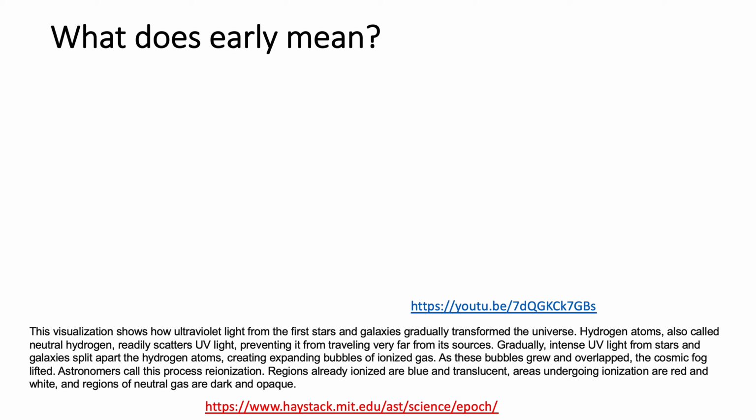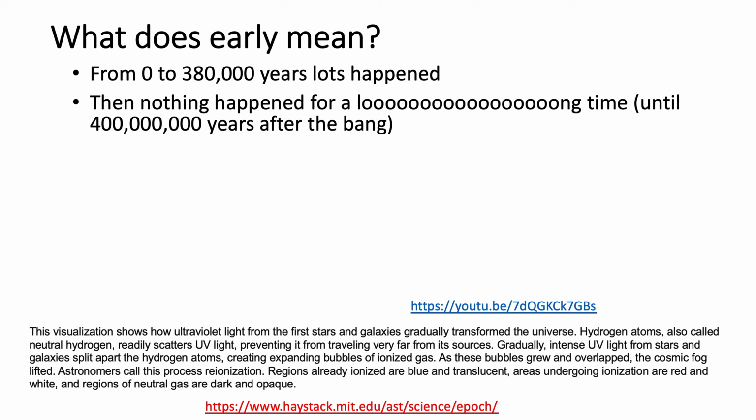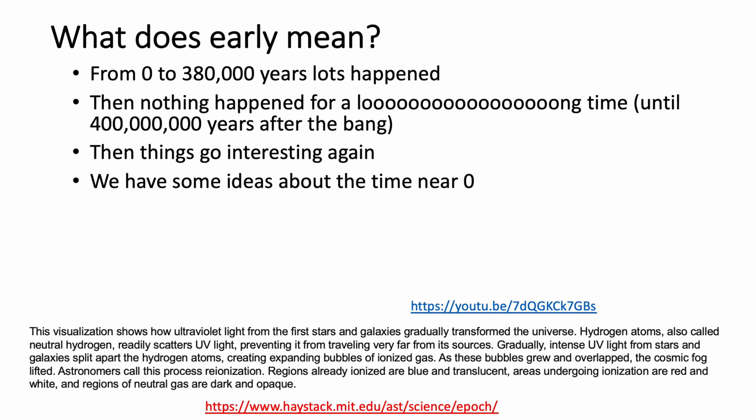Okay, so we're now in the second part of lecture 2, and we want to talk about what does early mean. I've already discussed that in the very earliest universe, up until 380,000 years, lots happened. The Big Bang occurred. There were ionized particles flying around. Eventually, the universe became transparent, and then for a long time, 400 million years, there was very little light in the universe. So, contrasting 380,000 with 400 million years. Then things get interesting again. We do know some things about the very earliest time, and we're going to talk about those.